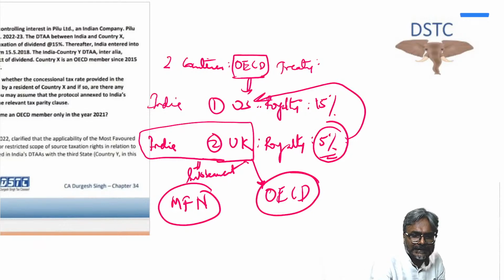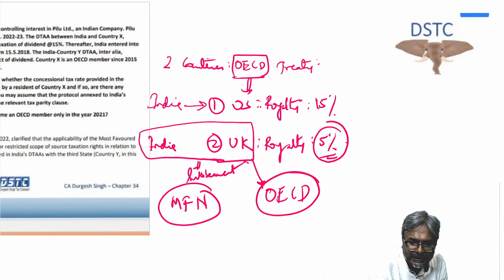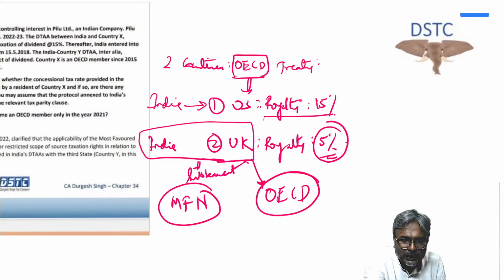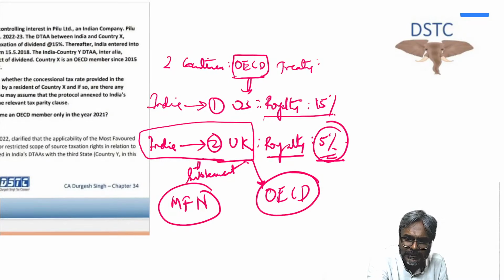Friends, let's take two countries, India and US, and in the India-US treaty, the royalty is taxed at the rate of 15%. And after the India-US treaty, the next treaty which was entered was the India-UK treaty. So say India-US 1990, India-UK say 1995. In the India-UK treaty, royalty is taxed at 5%.